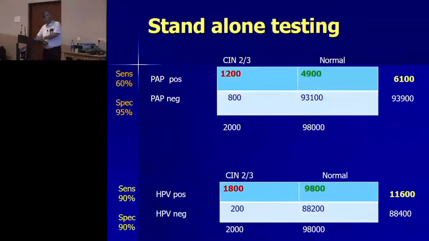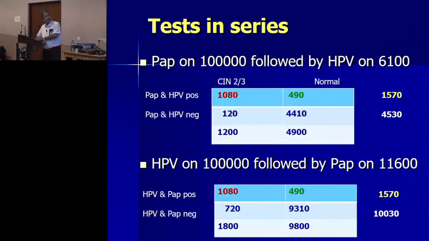Go back, you have to take all the slides together. So this is the standalone I gave you, PAP and HPV separate. If you do PAP first and then you do HPV on these positives, that is serial testing, with the decision rule that you have to have all positive. Or you do HPV first, right? And on the 11,600 you do PAP. Okay.